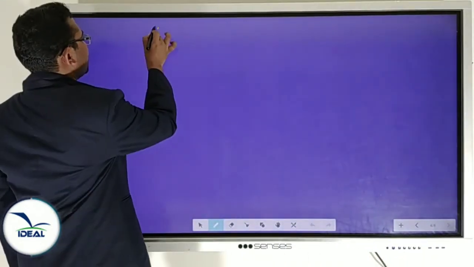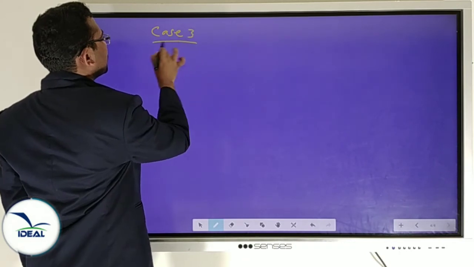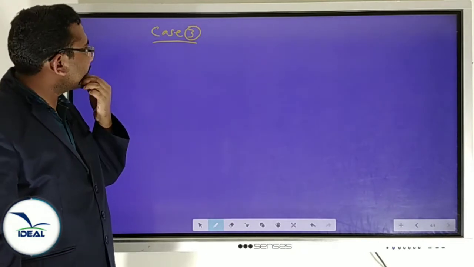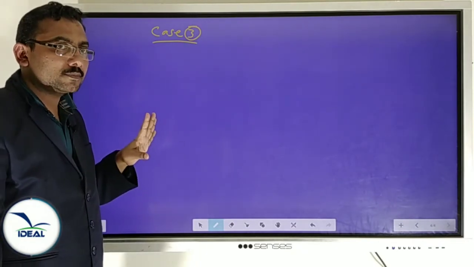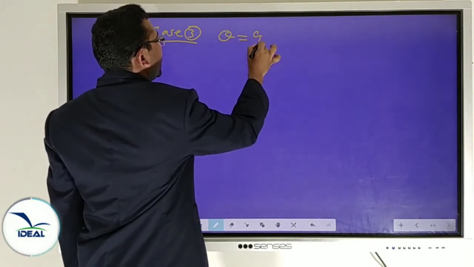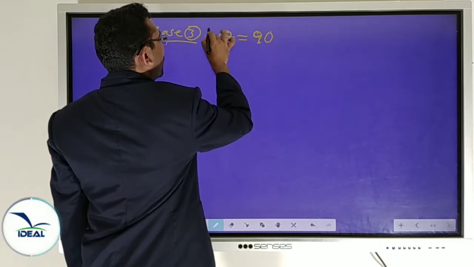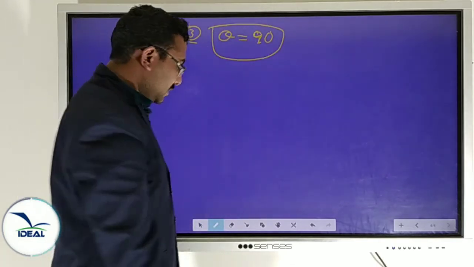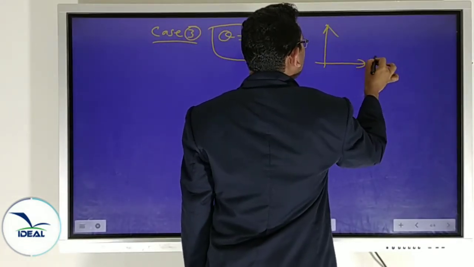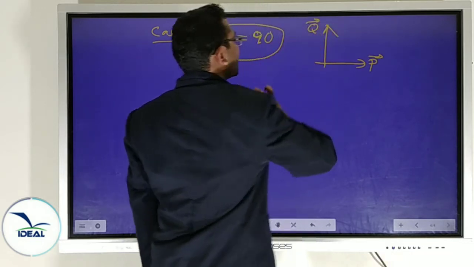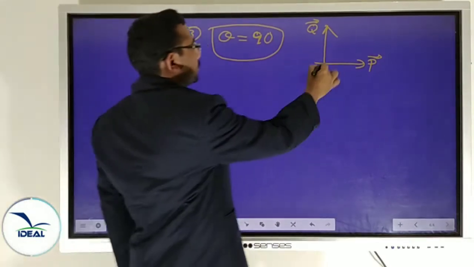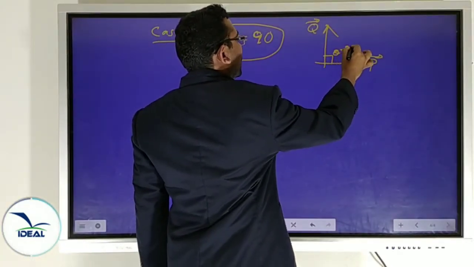Now third case. Case 3. Very important case. Many questions are related to this case. Third case is theta equal to 90 degree, that is perpendicular. Two vectors are perpendicular. What is the meaning? Suppose two forces are acting perpendicular, then theta equal to 90 degree. This is the case.